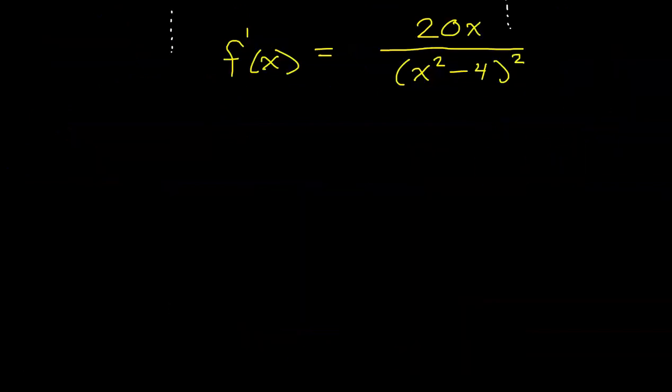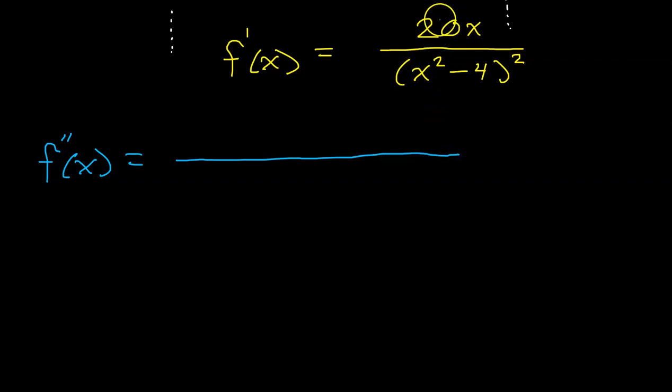Now it's time for the second derivative test, which will tell us where the function is concave up or concave down. So let's find the second derivative by taking the derivative of the first derivative. It looks like we're going to need the quotient rule again. So remember, the way the quotient rule works is first you take the derivative of the numerator, which will just be 20, and then you multiply that by the denominator unchanged. So I'm going to have x squared minus 4 squared.